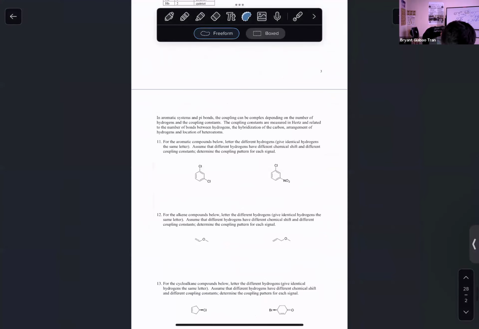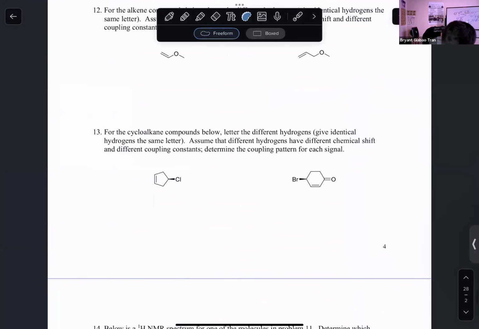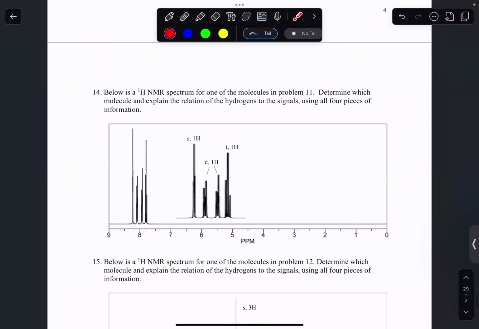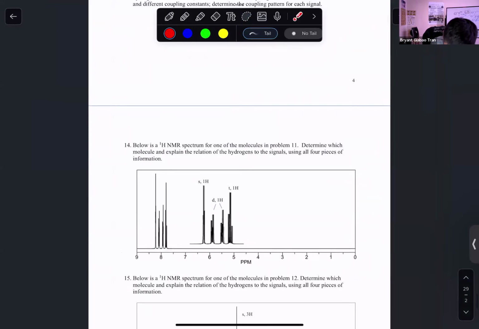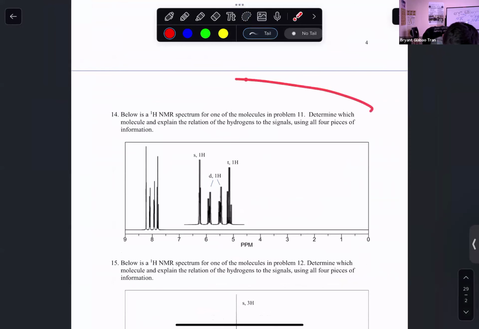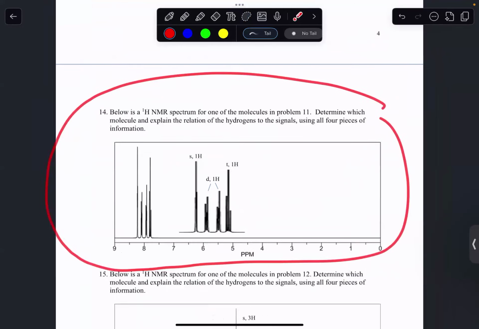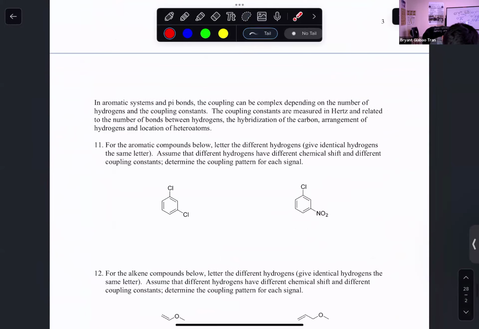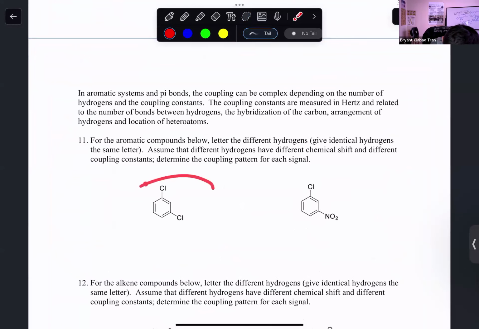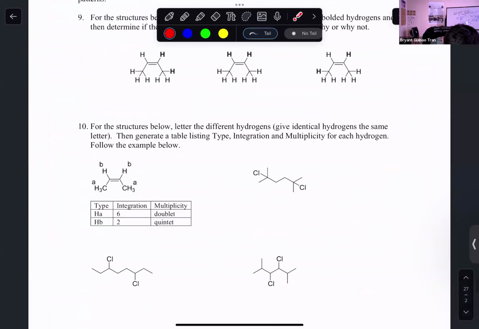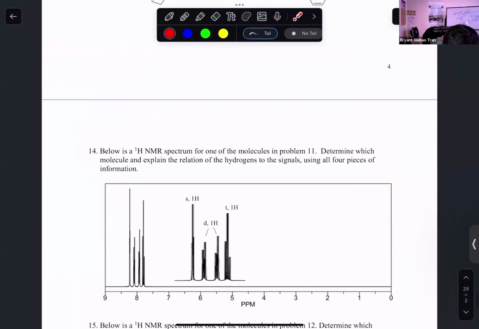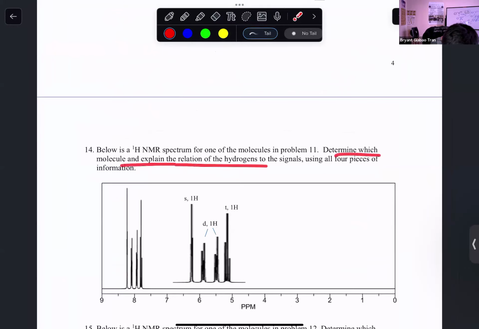Okay. 13. Oh, didn't we do this one last night? Oh right, that was the one. Okay. So you want to do number 14 right here? Below is an HNMR spectrum for one of the molecules in problem 11. What was problem 11? Okay, so it's one of those two. Determine which molecule and explain the relation of the hydrogens to the signals using all 4 pieces of information.